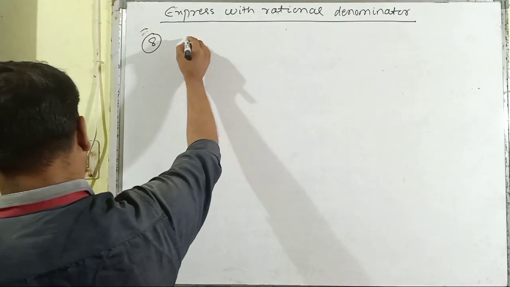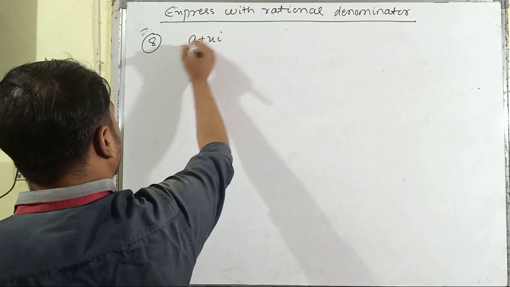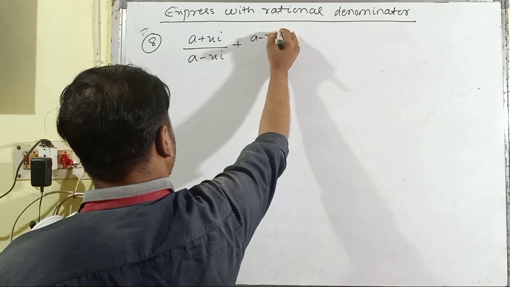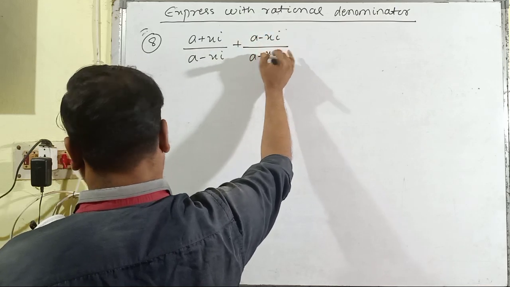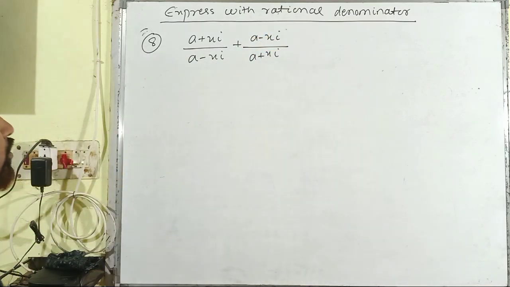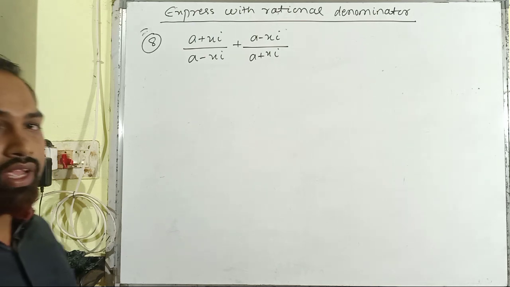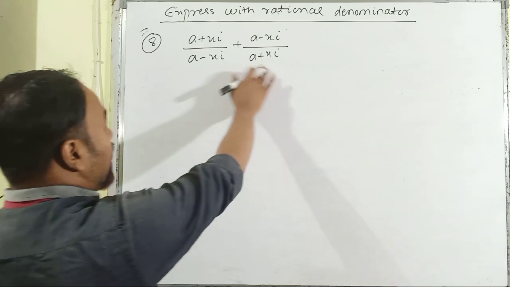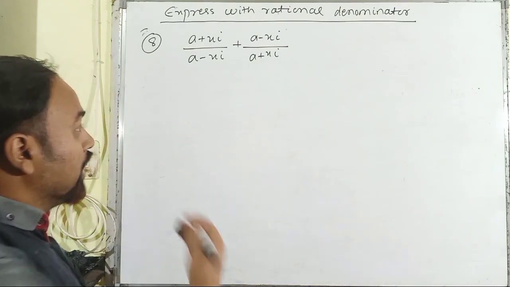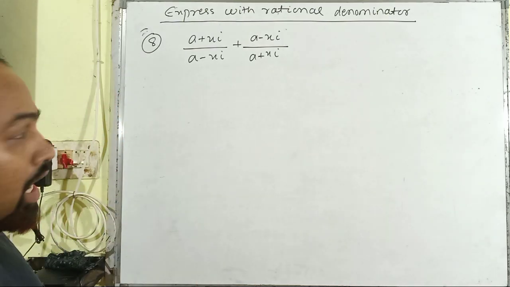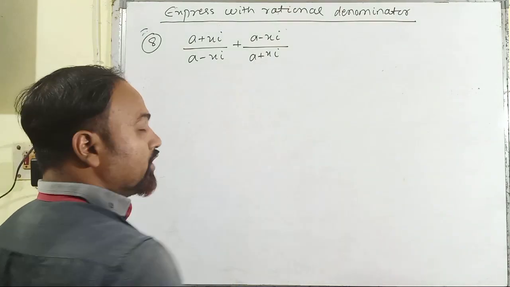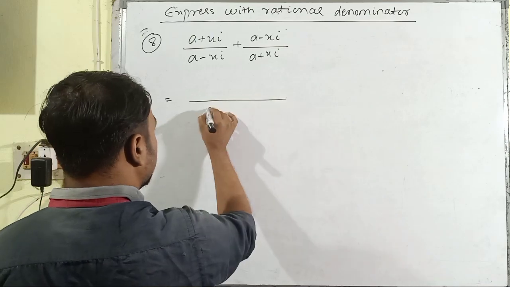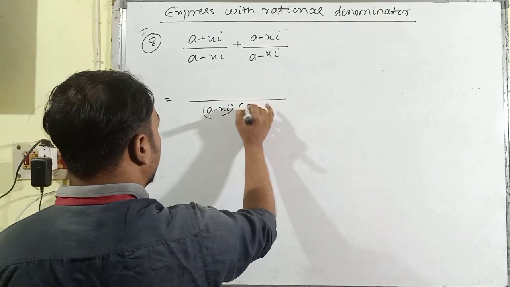It is the 8th problem. (a + xi) divided by (a - xi) plus (a - xi) divided by (a + xi). We don't need to multiply the conjugate in each case because whenever they are added, the LCM of the denominators will be taken and both of them are conjugates of each other. So let us take the LCM, which is (a - xi) multiplied with (a + xi).